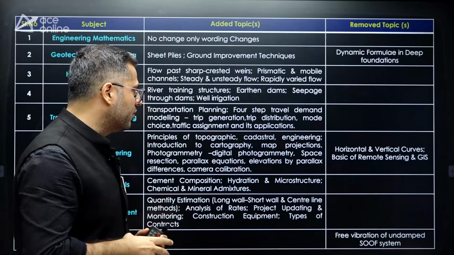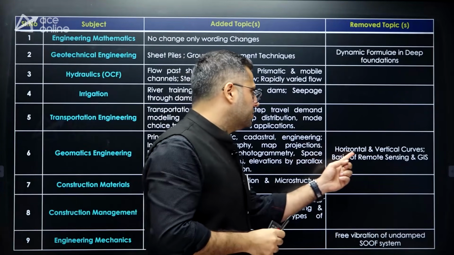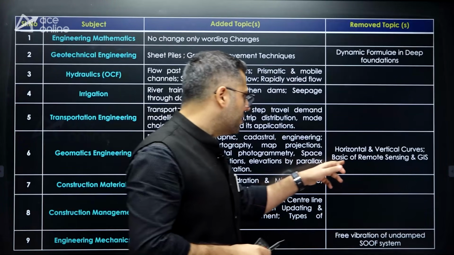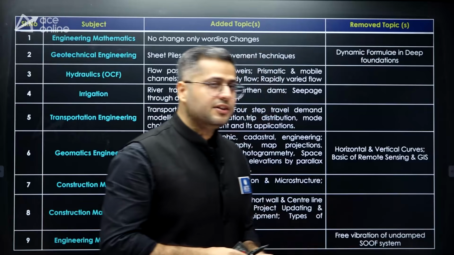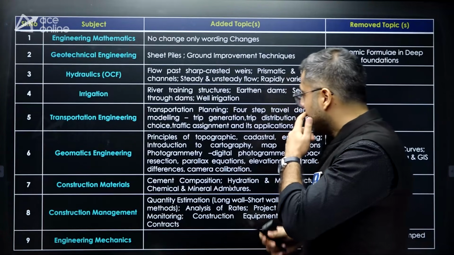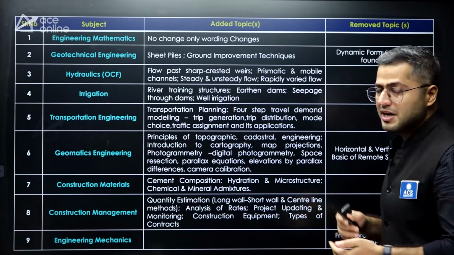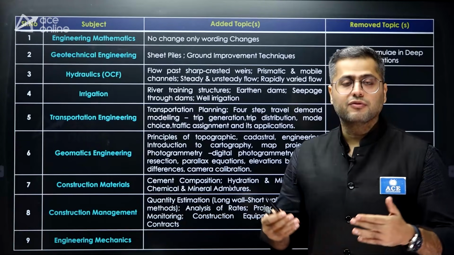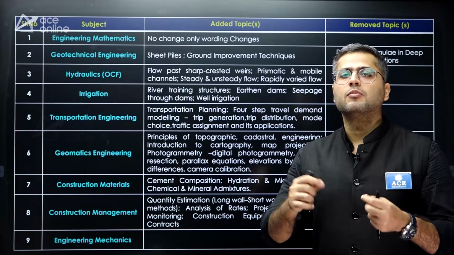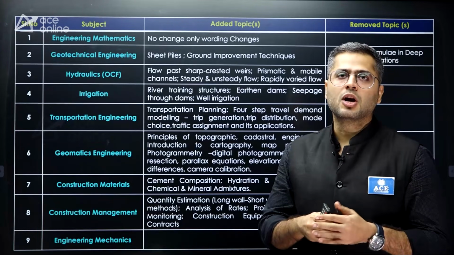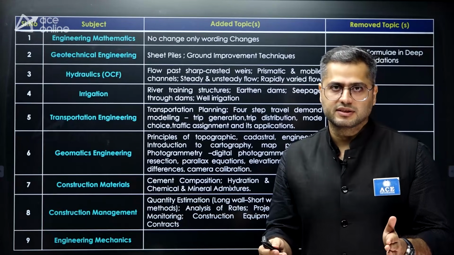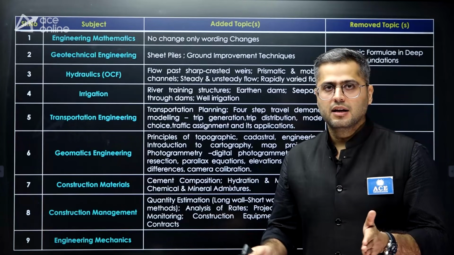And what has been removed from the syllabus? Horizontal and vertical curves have been removed from the syllabus. And basics of remote sensing and GIS have been removed from the syllabus. But again, remote sensing and GIS may be required to be covered for other competitive exams. So something which is removed from the GATE syllabus does not mean that you don't have to study it if you are preparing for different competitive exams. Please keep it in mind.